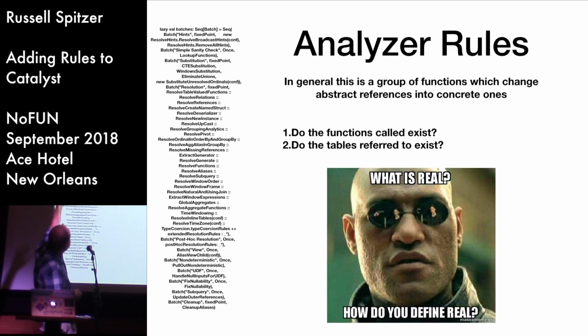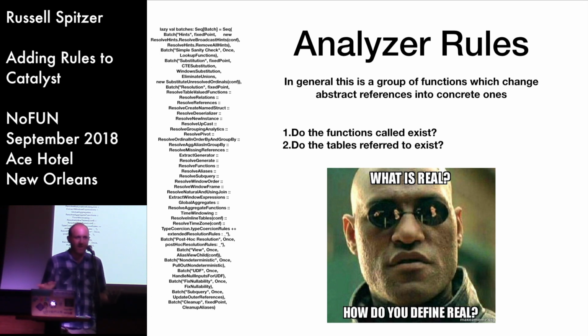There is a long list of analysis rules, but basically the analysis rules all come down to some core checks on whether or not what you're doing is actually possible. So for example, do the functions that we're calling actually exist? If I do select count star, is count actually a thing that the database knows how to do, that Spark knows how to do? Or do the tables referred to exist? If I'm selecting from a table or a file, we probably want to check that that file is real and know what kind of file it is before we start planning out how we're going to do everything else.